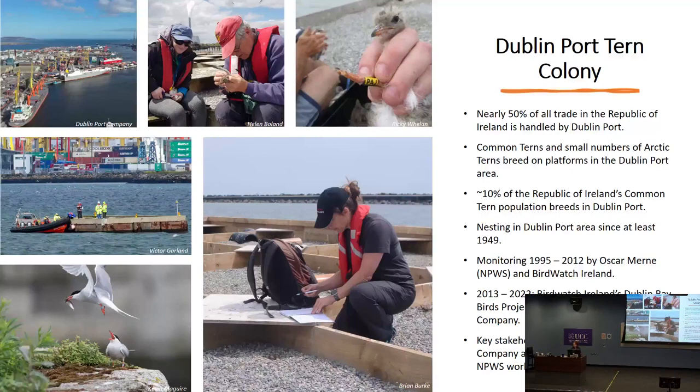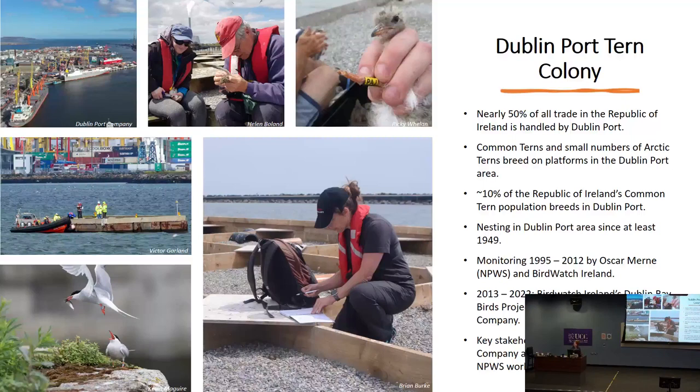The tern colony in Dublin Port mainly comprises of common terns with smaller numbers of Arctic terns also breeding in the port. They breed on man-made structures within the Dublin Port area. Around 10% of the Republic of Ireland's common tern population actually breeds in Dublin Port. So it's pretty important in a national context for common terns.